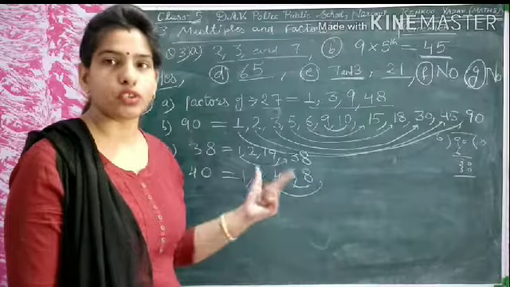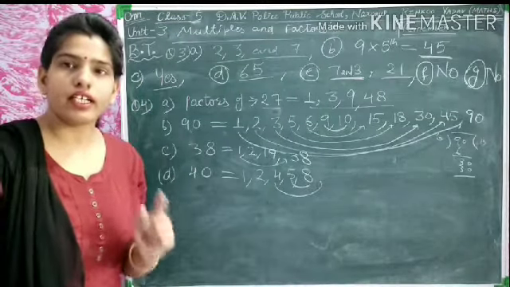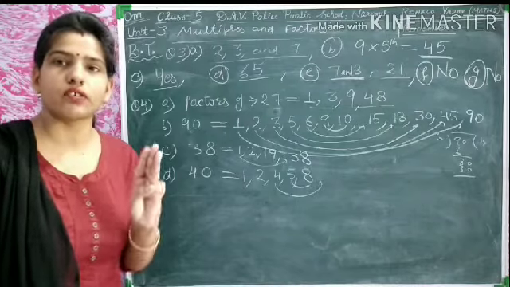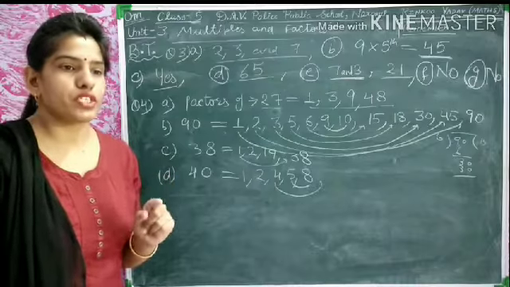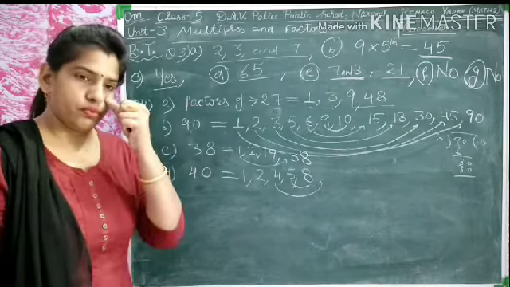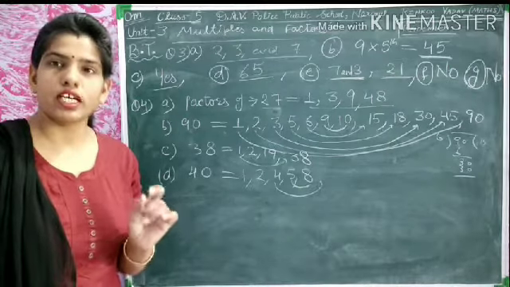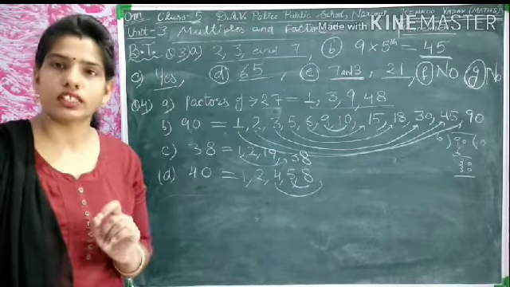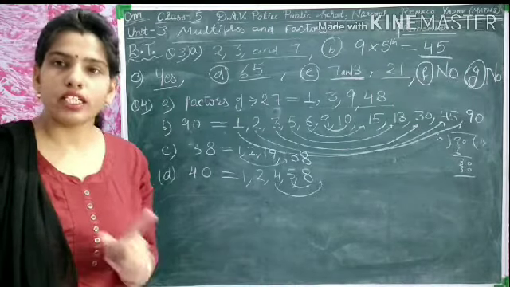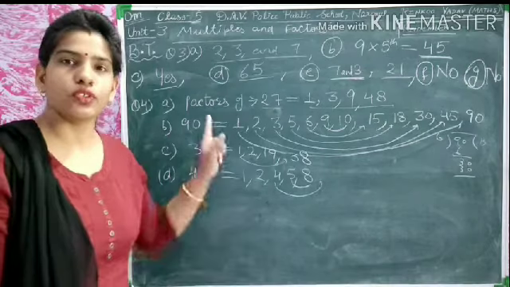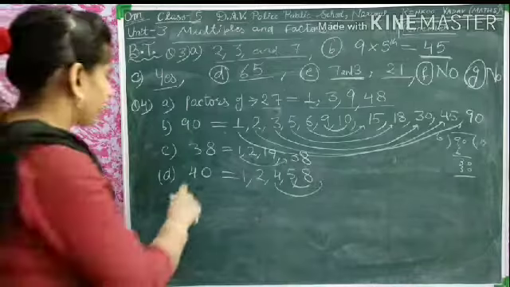So it's a request to all students, first solve again and again at least 3 times the worksheets of factors and multiples. That is worksheet 6, 5 and 6, and worksheet 10. You will solve them again and again at least 3 times. Then you will solve all these questions very easily. Is this clear, students? Now we will go to the next.